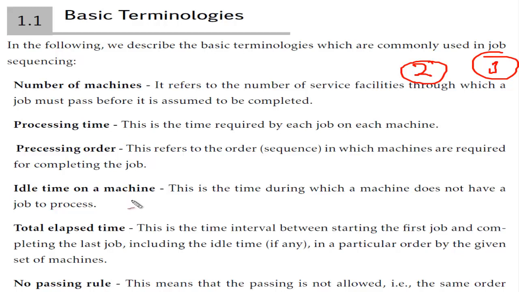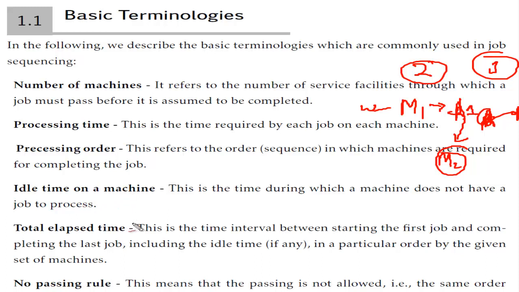Or say, for example, machine 1 is trying to work on a job, say J1, but J1 is occupied by machine 2. So machine 2 is working on J1, and machine 1 wants to work on J1, so it has to wait, right? So definitely that is the idle time of a machine.